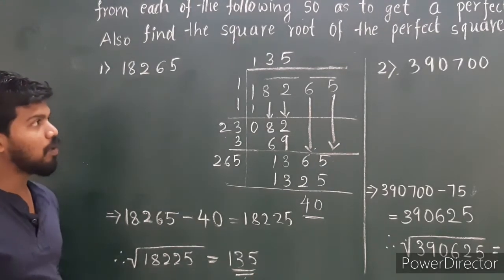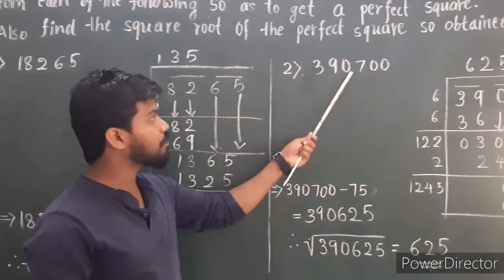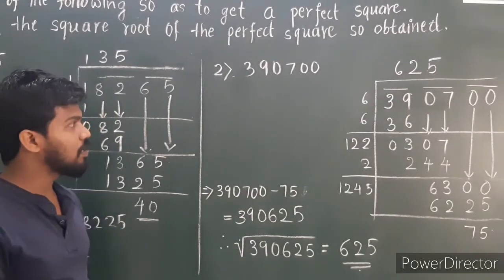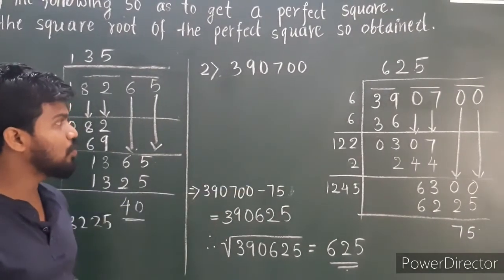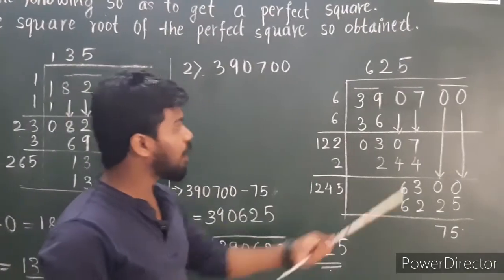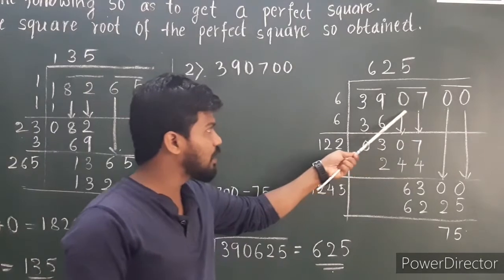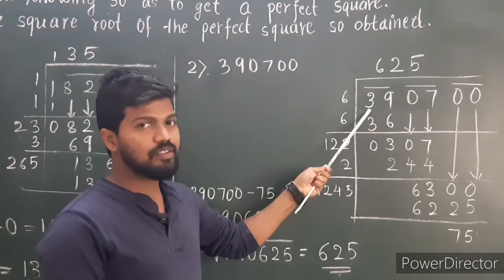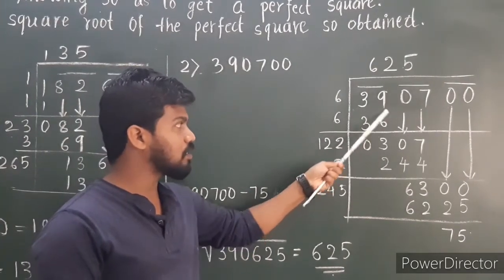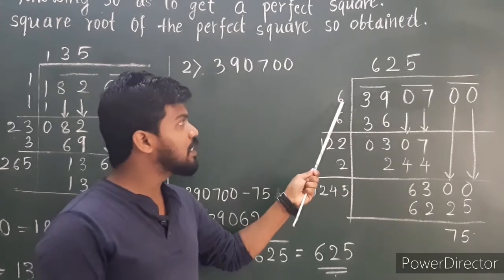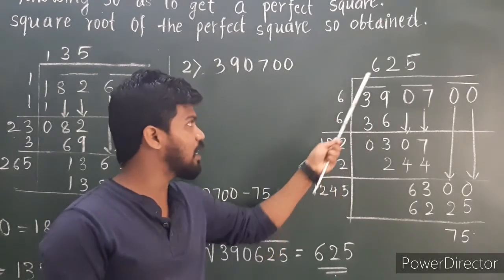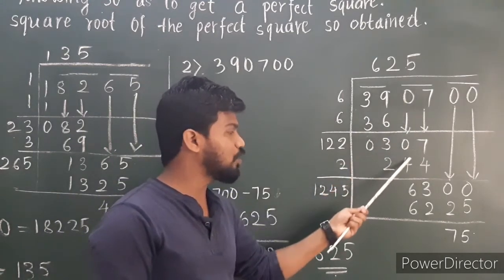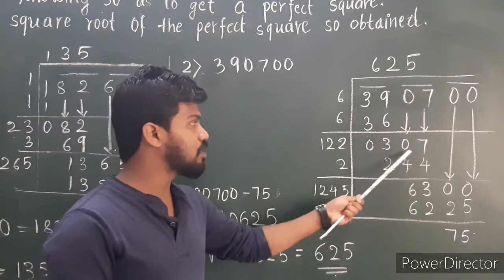Now next, you see one more problem. So that is 3,90,700. First you do the division method. So make pairs: first two zeros, next 0 and 7, next 39. Here it is a pair, 39. So below 39 we have 36, which is a perfect square. So 6 into 6 you get 36 and the remainder is 3. So next two numbers you take down, that is 07. So now it is 307.